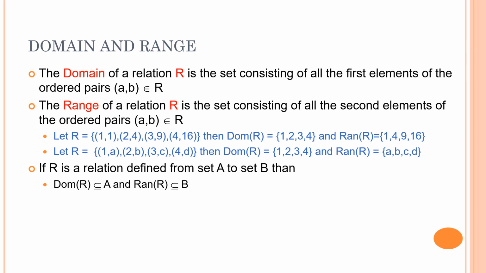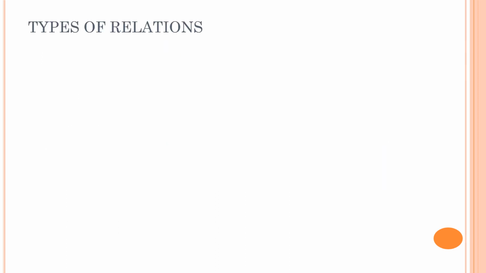That's why we say that the domain is a subset of A and the range is a subset of B. Now let us see the various types of relations. Just as we saw in the case of sets that there was null set, singleton set, etc., similarly, we have some specific types of relations.